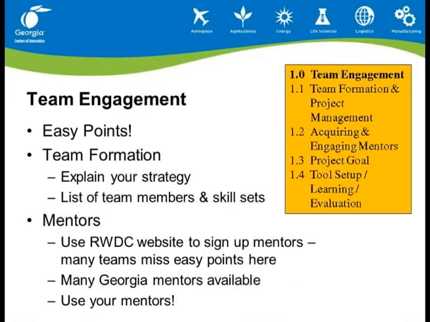Mentors, acquiring and engaging mentors. The Real World Design Challenge website is where you go sign up mentors, and you get points for signing up those mentors. Many teams miss those easy points. They don't make those connections, they don't sign it up, and they don't get those points. We have many Georgia mentors available on the website. Use them to get the points, but also as folks that you can talk with to help put your project together. There are lots of knowledgeable people there. So please use that. Don't miss those easy points.